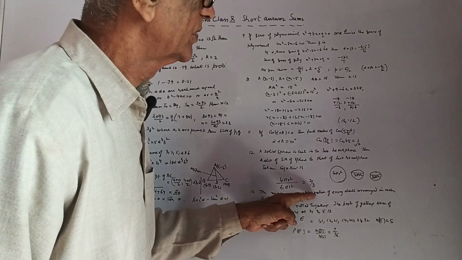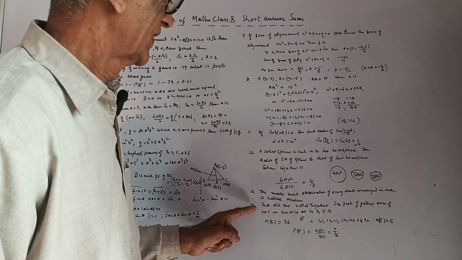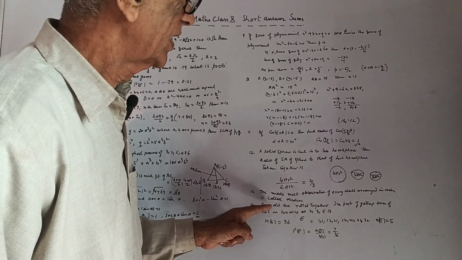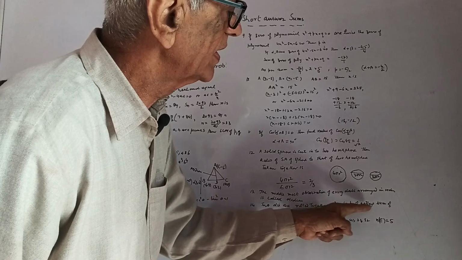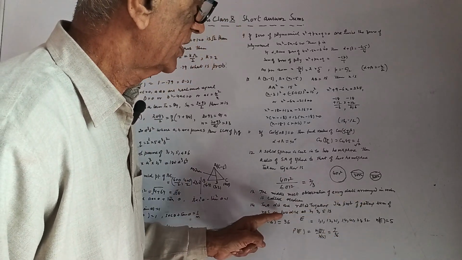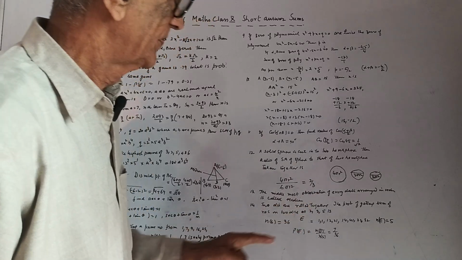The middlemost observation of data arranged in order is called the median. Question number 14. Two dice are rolled together. The probability of getting the sum of numbers on two dice as 2, 3 or 5 is?